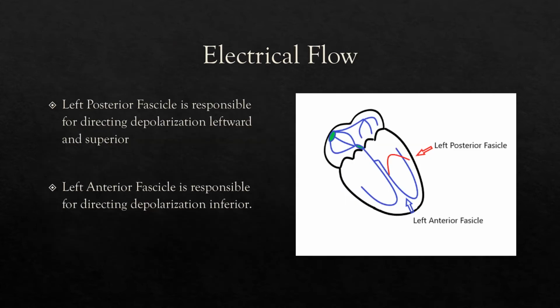And that's important when we talk about when they block, because the ECG presentation is going to be completely based on that concept. So basically upward and leftward flow in the left ventricle is driven by the posterior fascicle, and downward flow, inferior flow, is innervated by the anterior fascicle.